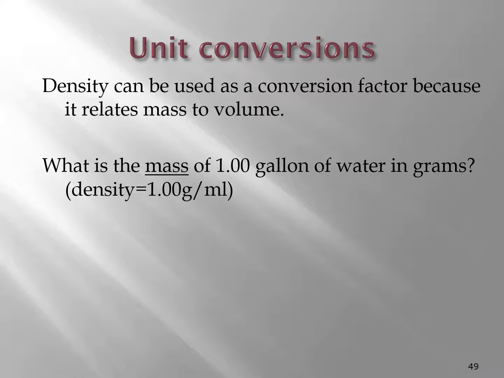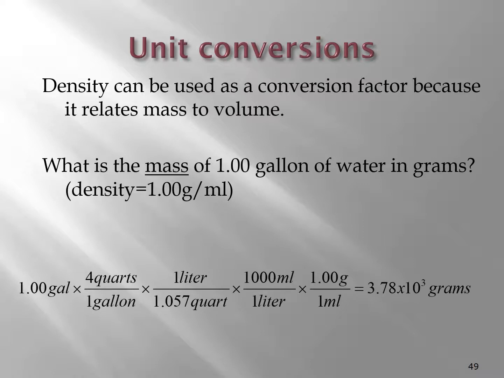So, for example, if I want to know what is the mass of 1 gallon of water in grams, and the density of water is 1 gram per milliliter, I could do the calculation. So 1 gallon, now I have to get 1 gallon of water to milliliters of water. If I know milliliters of water, then I know the same number of grams equals that many milliliters. So the first thing I have to do is convert to milliliters. So you can see I start with 1 gallon.